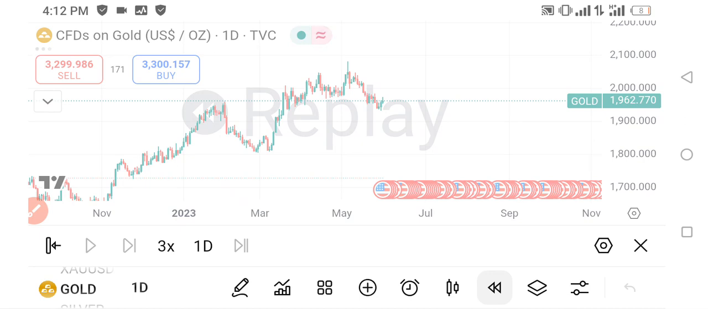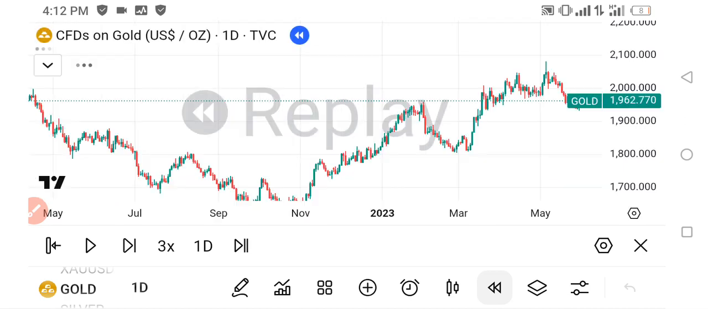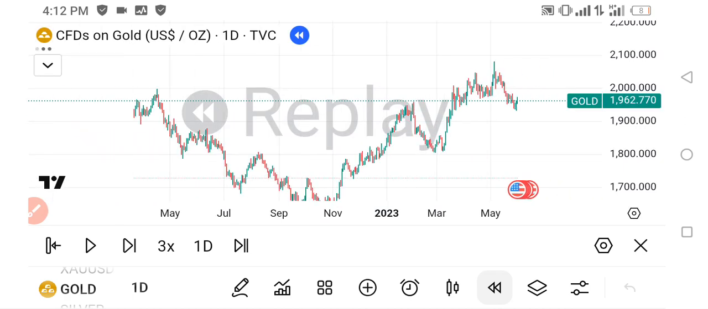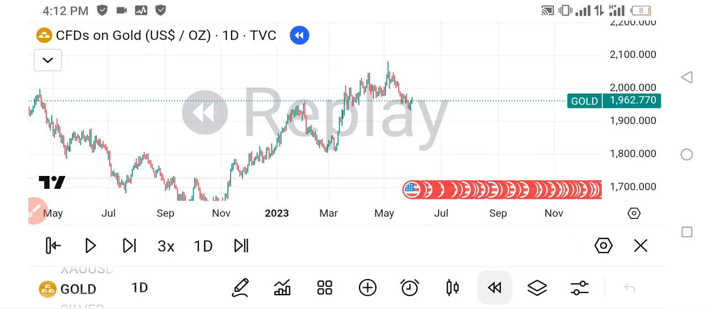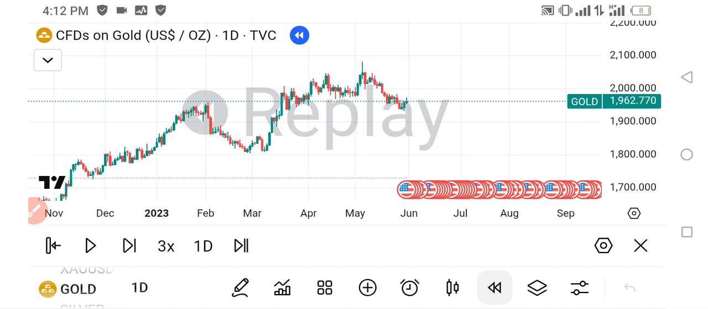So currently on gold, this is the daily time frame. This is what gold has actually been doing so far. You're going to be backtesting this up to the current trend of what the market is doing, so we get a clear picture of it.